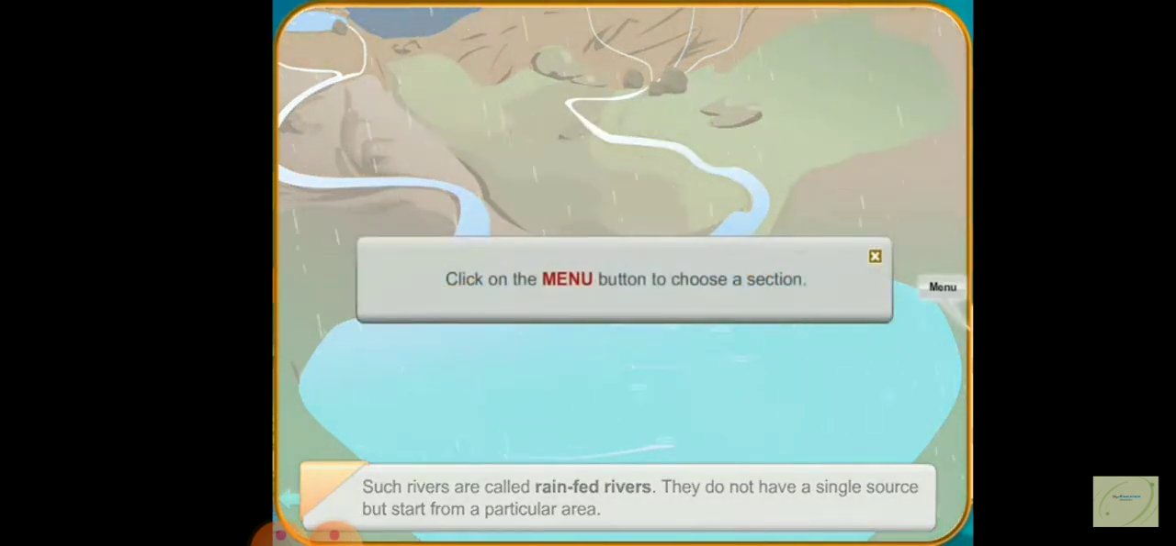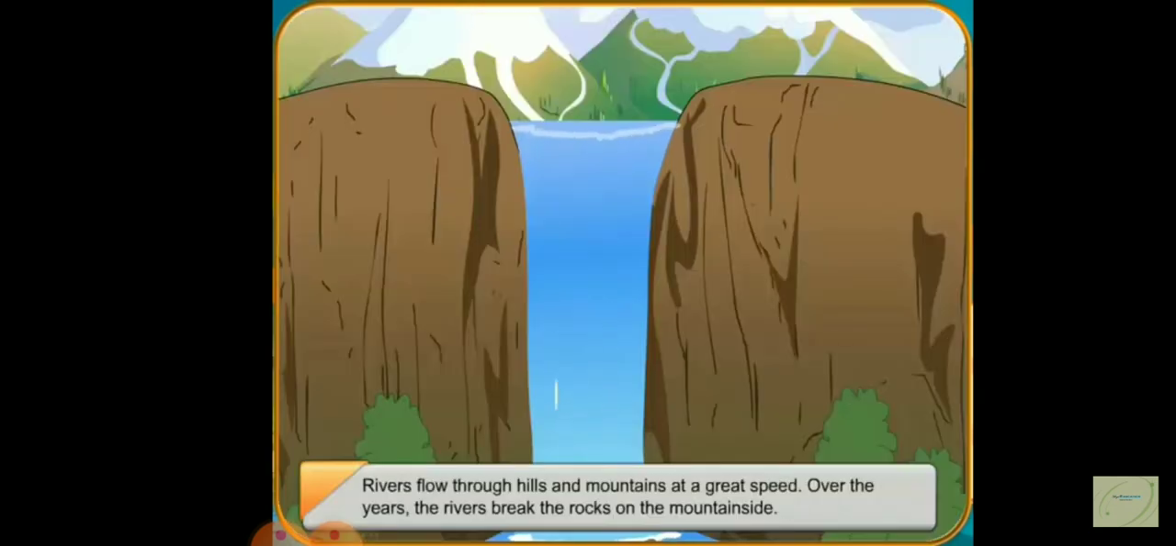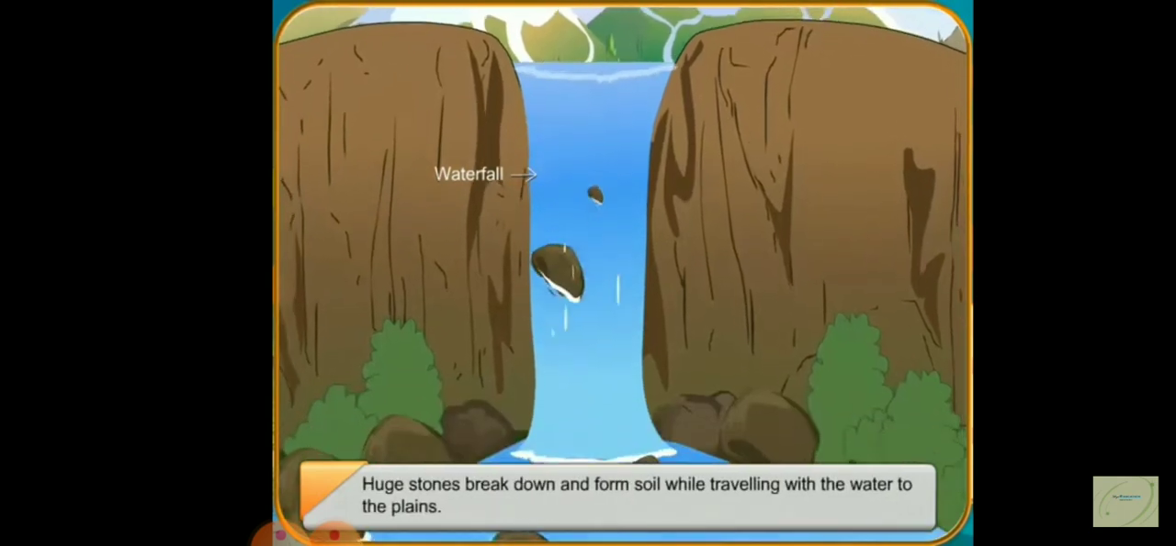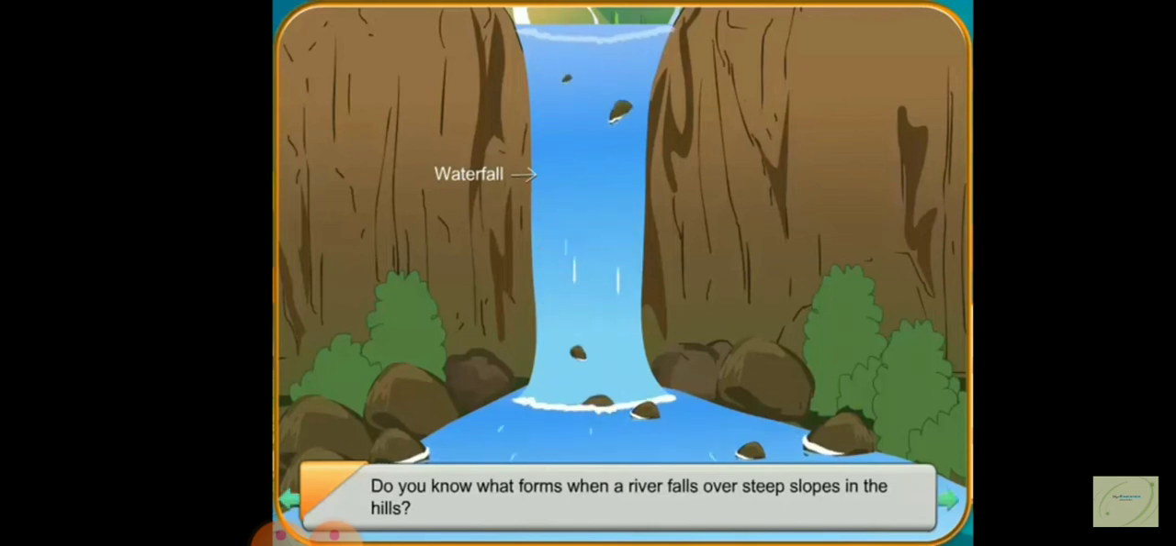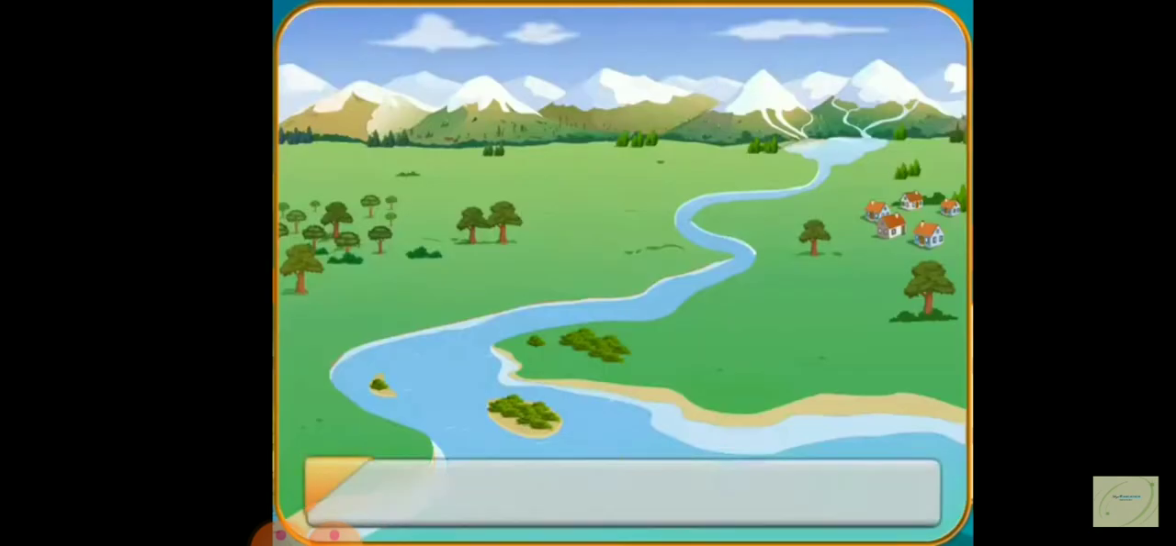Now, let's see the different types or stages of rivers, and the rivers from the hill. Rivers flow through hills and mountains at a great speed. Over the years, the rivers break the rocks coming from the topmost portion. Huge stones break down and form soil while traveling through the water. Do you know what forms when a river falls over steep slopes from the hills? Let's see that. They break up into smaller particles.